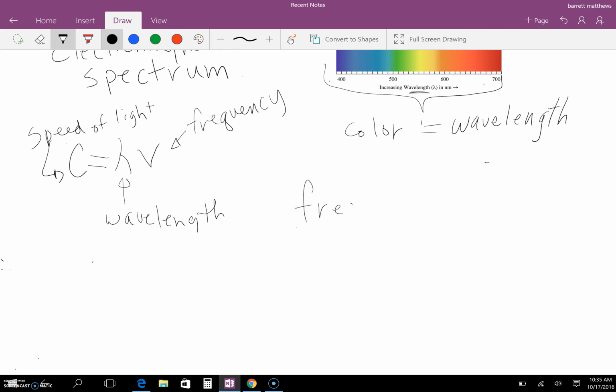Frequency is how often something occurs. So here is a wave, and here is a wave. This one has a higher frequency. You can see more often the wave occurs. Okay, whereas here the wave does not occur as often.